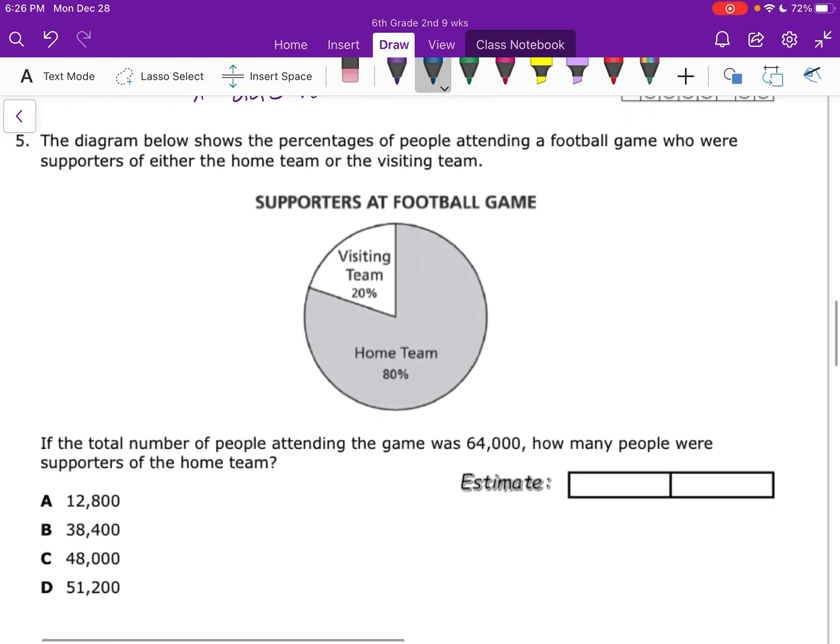Whoa, what does number 5 have in it? It's got a circle. It's got information in there, right? Doesn't mean it's hard. Don't freak out, okay? It's got a different way to show what they're asking us for. So let's read it and figure it out. It says the diagram below shows the percentages of people attending a football game who were supporters of either the home team or the visitor team. Okay, so visitor team had 20% and home team had 80%. If the total number of people attending the game was 64,000, how many people were supporters of the home team?